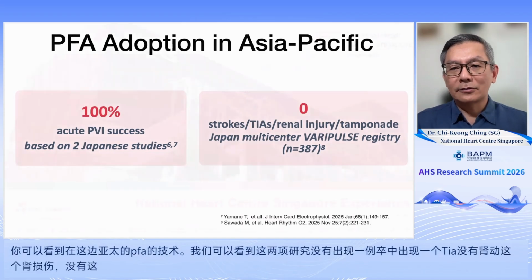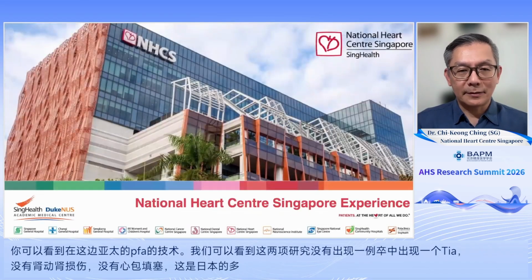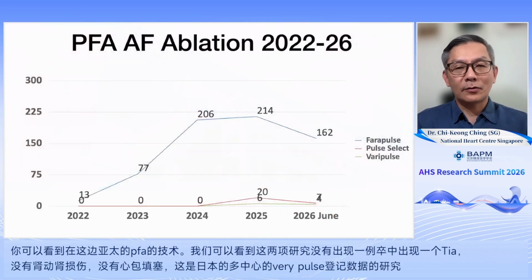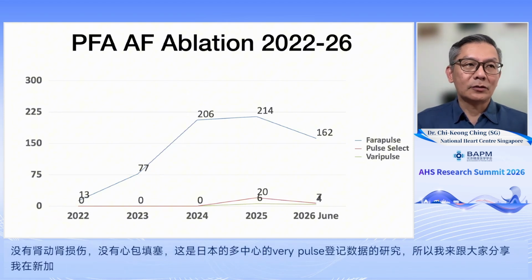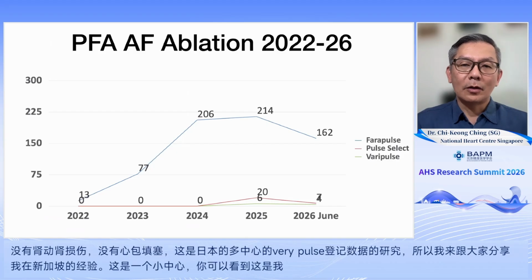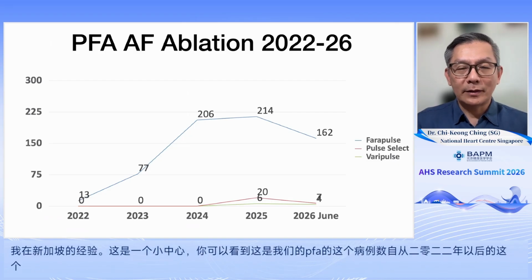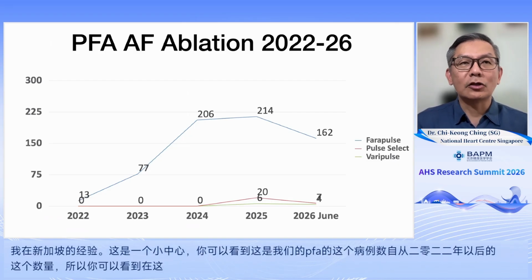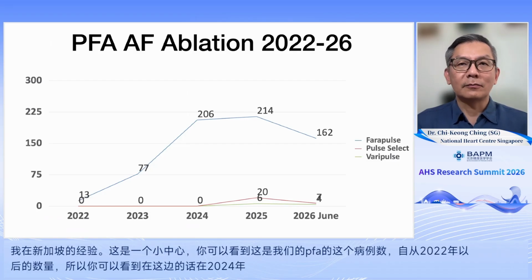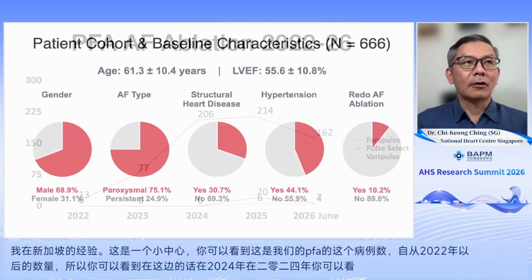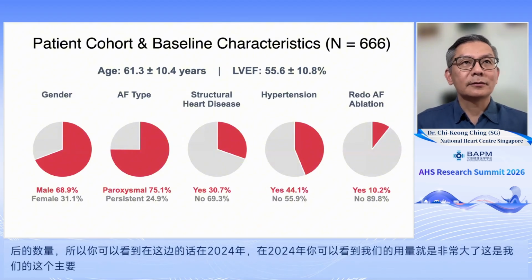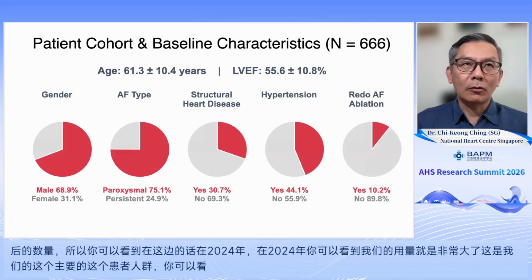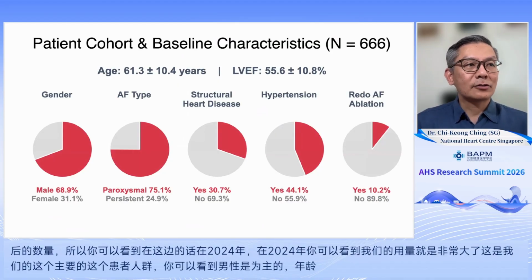Now, it gives me great pleasure to present to you my experience in Singapore. This is a small center, and this is the PFA volume since it became available in October 2022. It should really replace RF in 2024. And in 2026, we anticipate a continued increase in the use of PFA for AFib ablation. This is the main cohort, a largely young cohort, age 61 years old, preserved EF of 55% or more, largely men.